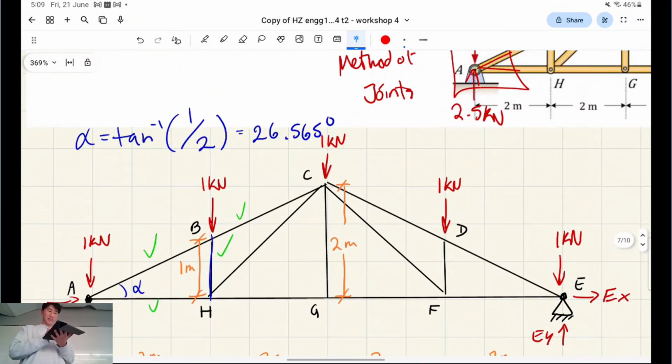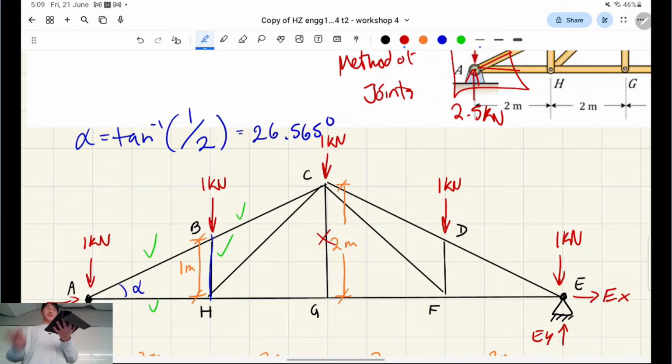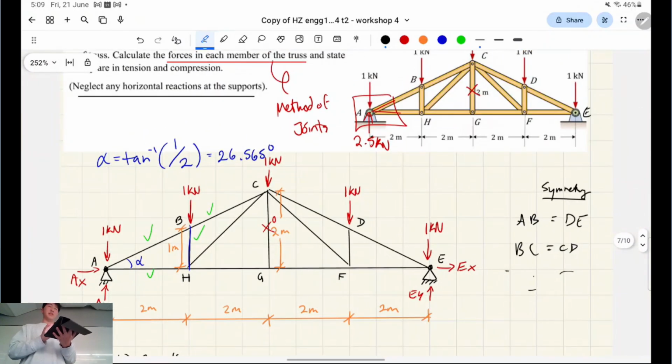Technically, you can go to C because of symmetry, but I would go to H. It's just simpler. And then when you get to C, it'll be really, really easy. Oh, and I should redraw the... Yeah, that's 0 force, right? So we don't consider that. But yeah, let's go to H.